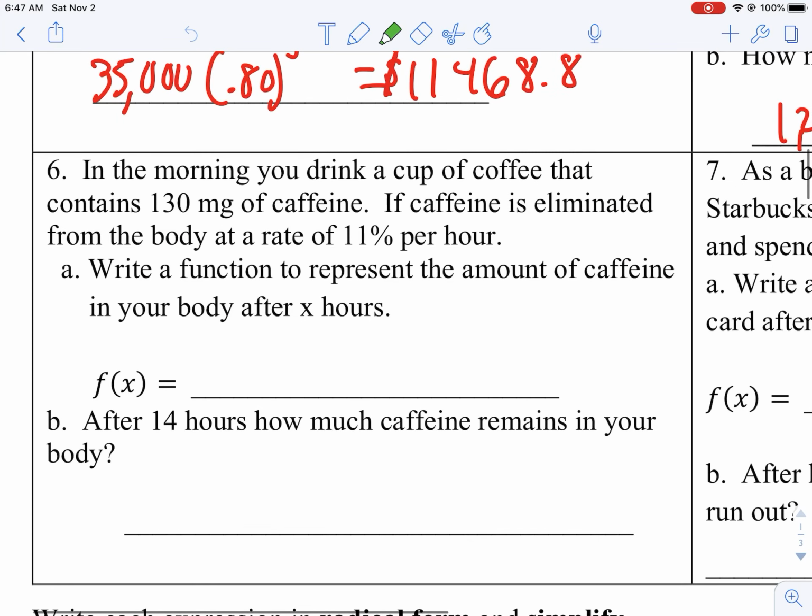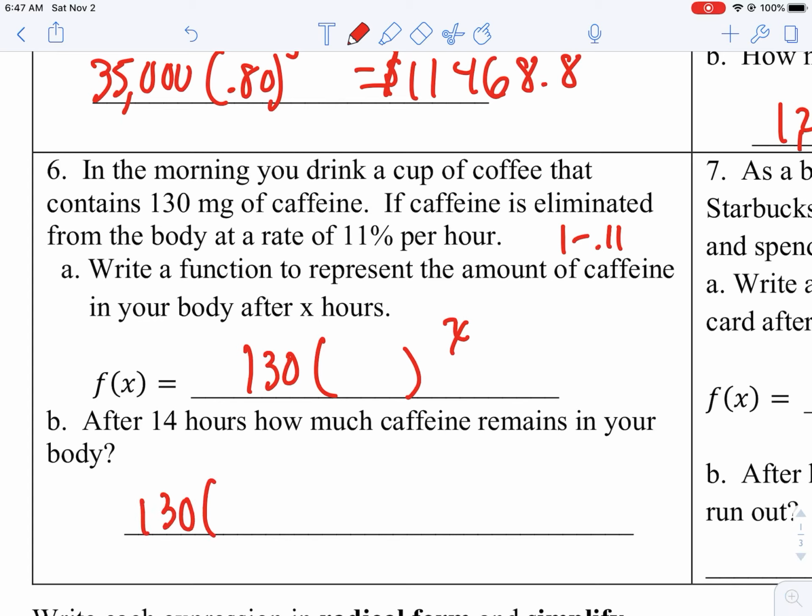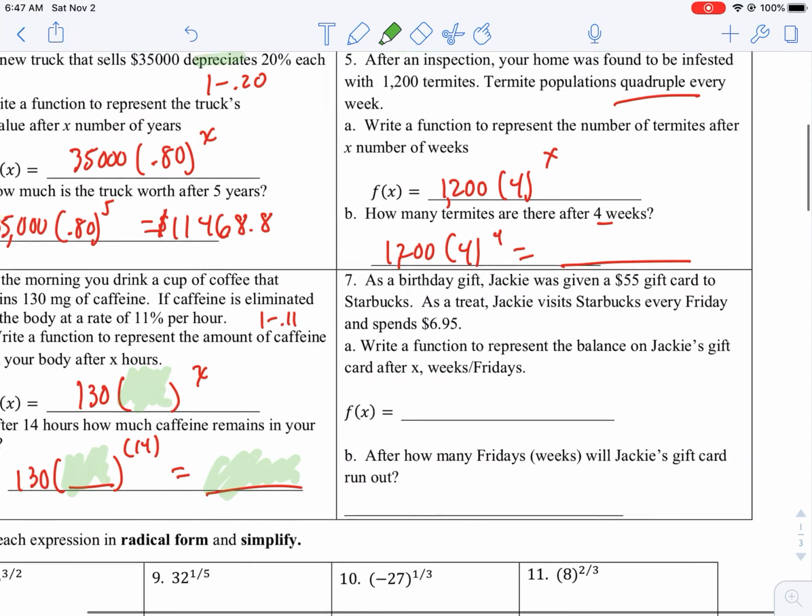In the morning, you get a cup of coffee that has 130 milligrams of caffeine. Your body eliminates it at 11% an hour. Write a function, so that's 1 minus 0.11. So that's 130 times 0.89 to the x. And then you plug that in, 130 times whatever you got earlier to the 14. Put that in your calculator. Good job.